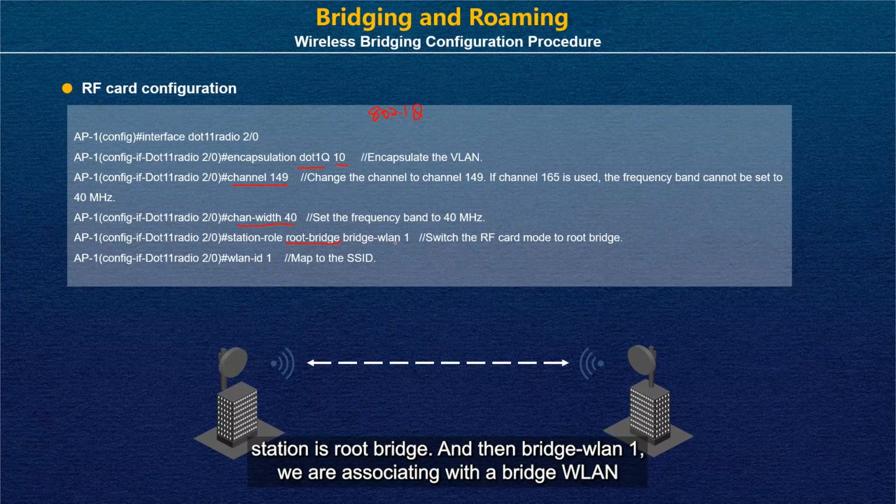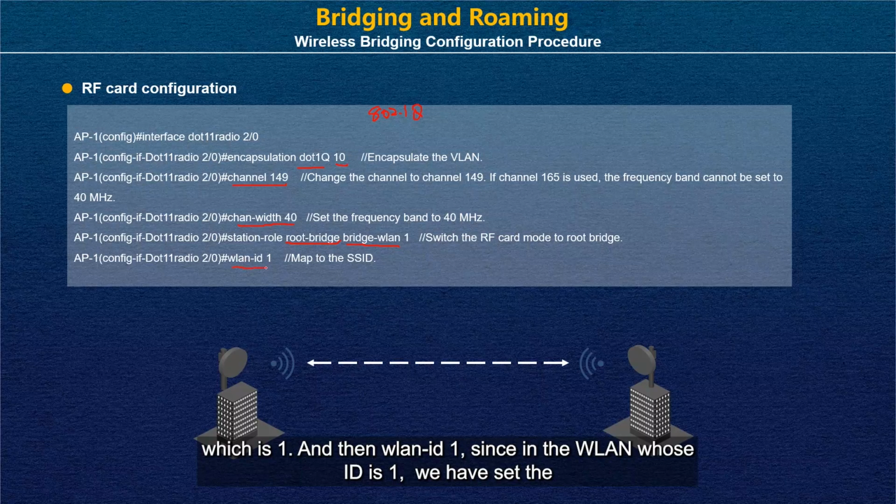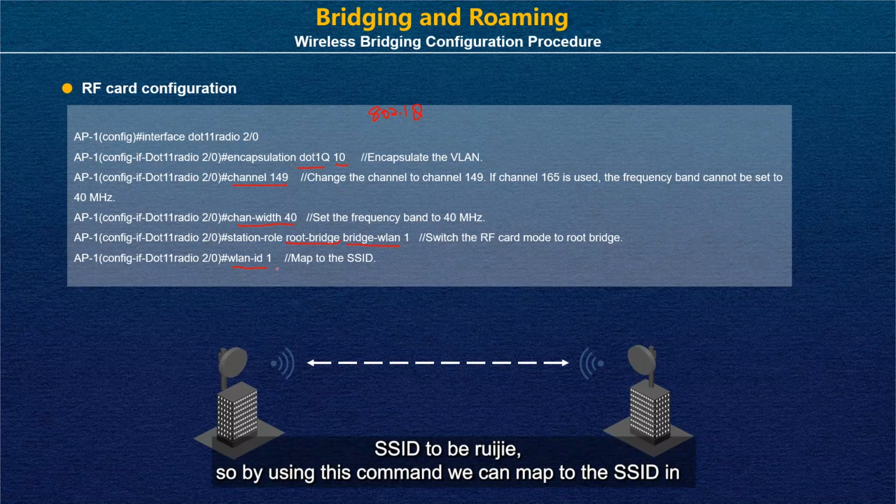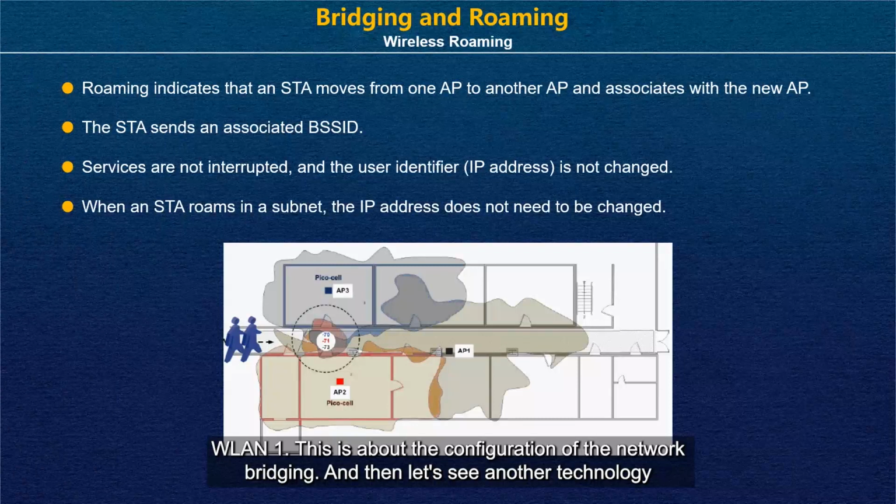And then bridge WLAN 1. We are associating with a bridge WLAN, which is 1. And then WLAN ID 1. Since in the WLAN whose ID is 1, we have set the SSID to be Ruijie, I don't know if you still remember. So by using this command, we can map to the SSID in WLAN 1. This is about the configuration of the network bridging.